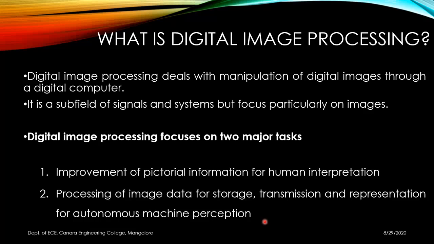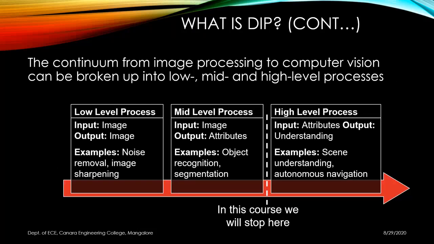If you continue further with image processing, you can do computer vision, and that can be broken down into three processes. First one is the low level process, wherein the input is an image and the output is also an image. Examples for this process are noise removal, image sharpening, or image enhancement. In the mid level process, input is an image, output is attributes, like object recognition and segmentation.